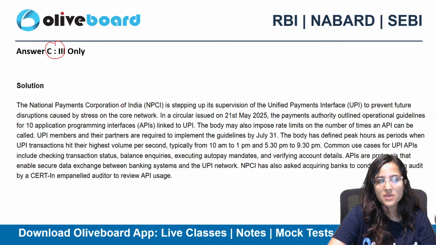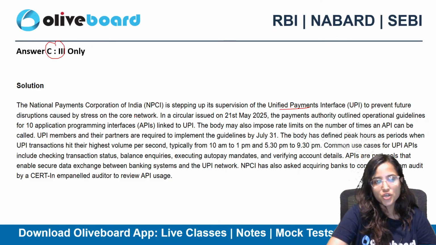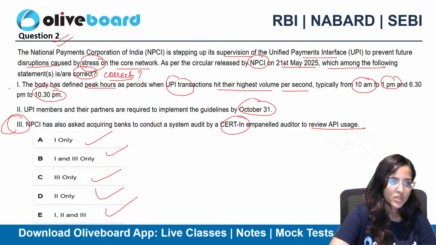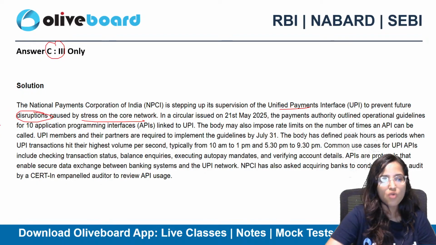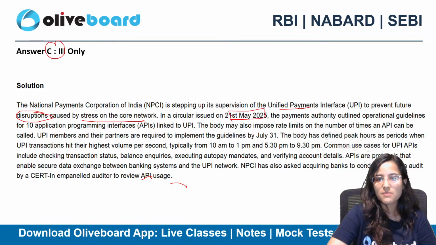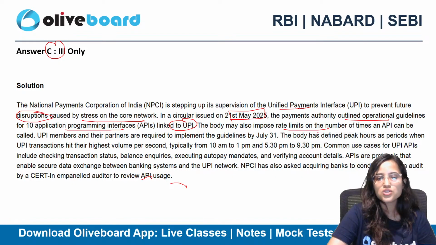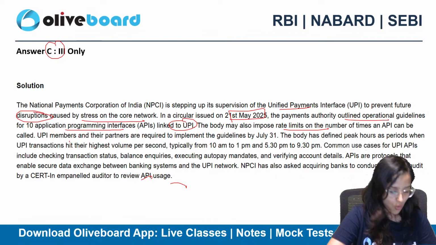The National Payments Corporation of India is stepping up its supervision of the UPI in order to prevent disruptions caused by stress on the core network. So only the third statement is correct over here. The first two statements are not correct. In a circular issued on 21st May 2025, the Payments Authority outlined operational guidelines for 10 application programming interfaces linked to UPI. The body may also impose rate limits on the number of times an API can be called.